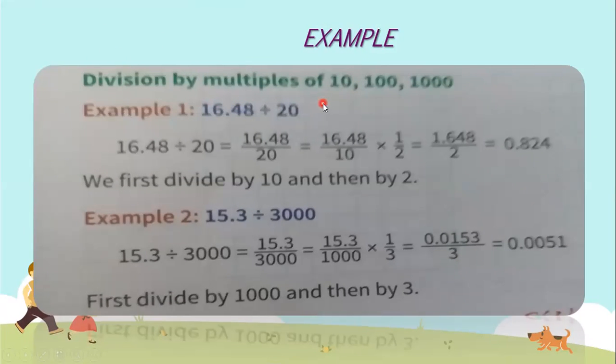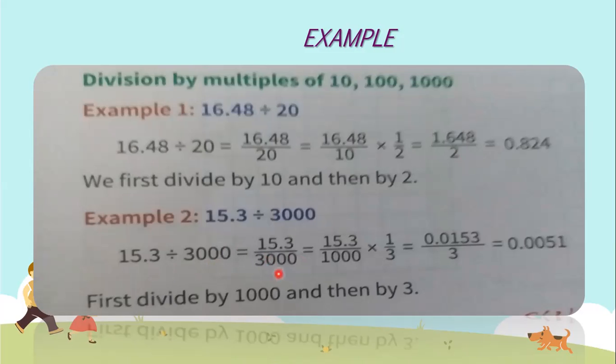Division by multiples of 10, 100 and 1000. 64.48 divided by 20. So how will we write 64.48 by 20? What you have to do is multiply by 1 by 2. So that means 64.48 into 1 will become 6.448 by 10 into 2, which is 20. Then totally you will get 6.448 by 2. So this value you will get 3.224. So first you have to divide with 10 and then by 2. Why? Because again we have to divide with 2, since they have given 20. That's the reason.